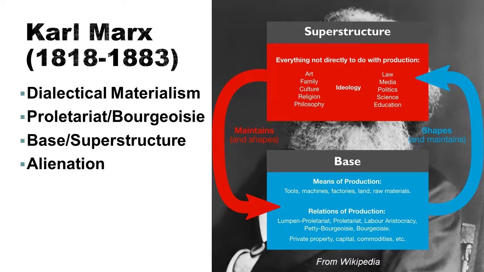But the base is what determines the superstructure. So there's sort of this feedback loop between the two. That's Marx's understanding. And if you want to understand what happens in critical theory, you have to get those concepts. So keep those ideas in mind: the concept of dialectical materialism and the base and superstructure of society.